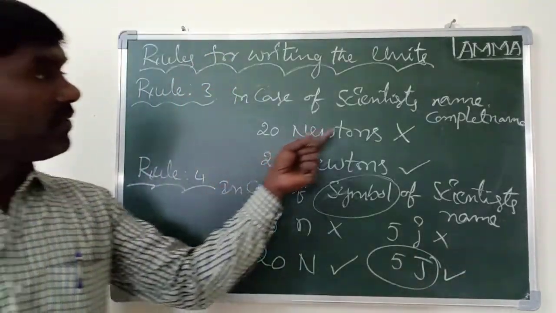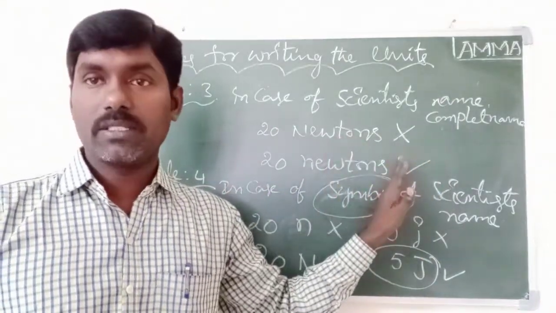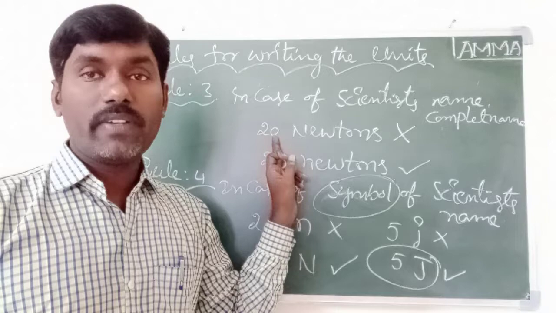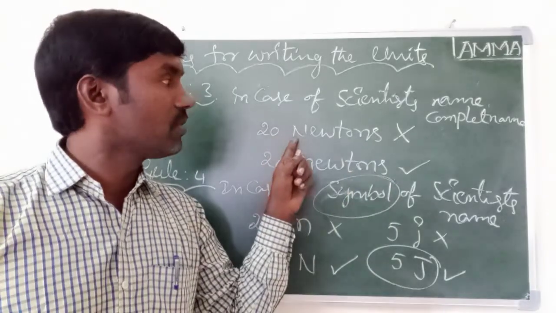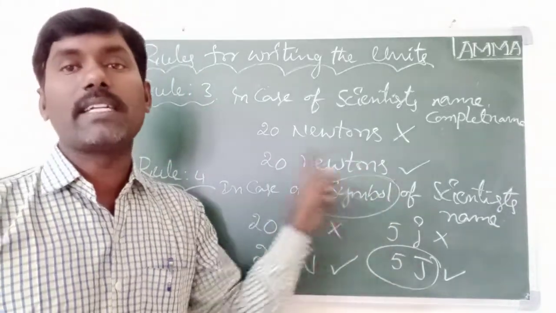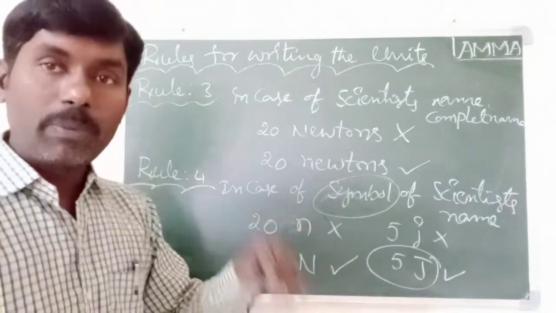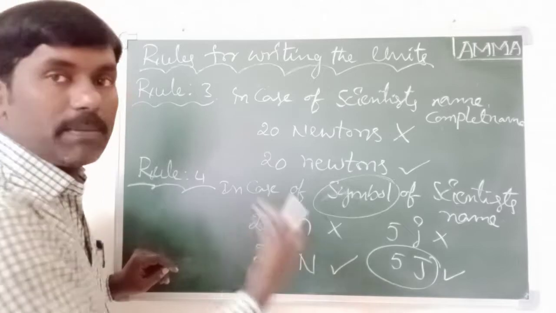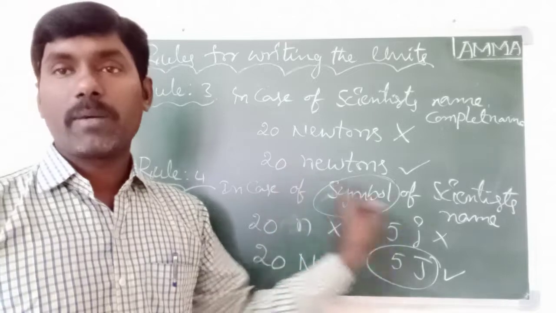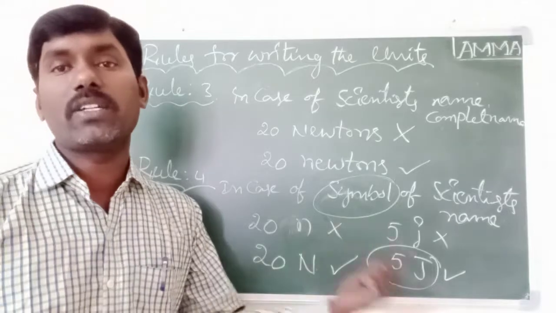Okay, students? When you want to write the complete name of the scientist-named units, for example newtons, don't begin with a capital letter. We have to write the name of the unit with a small letter at the beginning only. If you want to represent the same unit with a symbol, only a single letter, we have to use the capital letter. When you write the complete name, it starts with a small letter. When you want to represent that unit with a single letter, we have to use the capital letter.